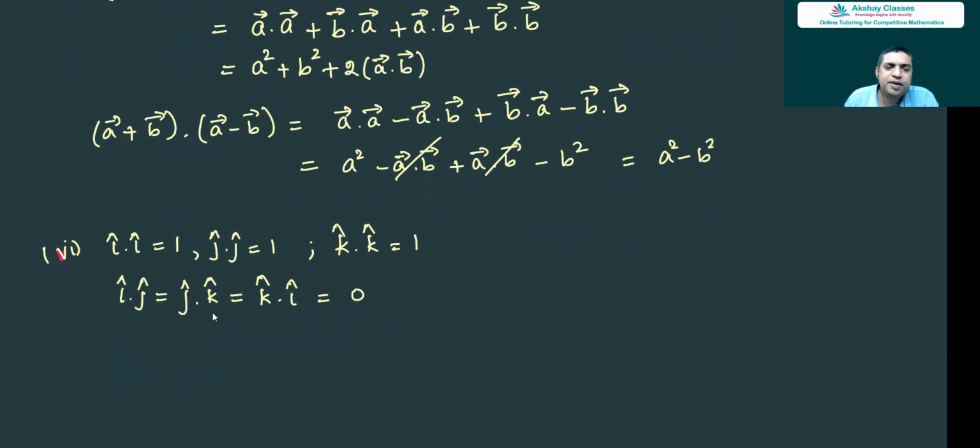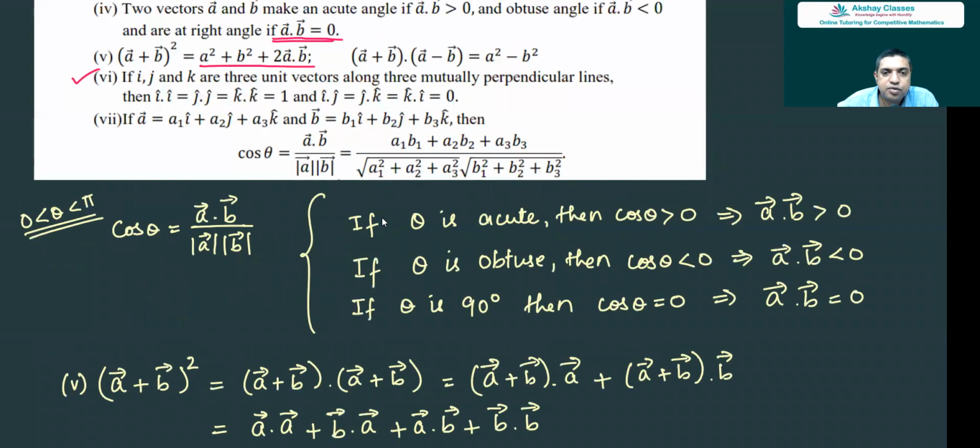Why? Because they are perpendicular to each other. I and J, I is along the x-axis, J is along the y-axis. The angle between them is 90. Cos of 90 is 0. So modulus of I into modulus of J into cos of 90. So we get 1 into 1 into cos 90, which is 0. So this, when we extend to two vectors, let's say I'll just maintain the notation A and B.